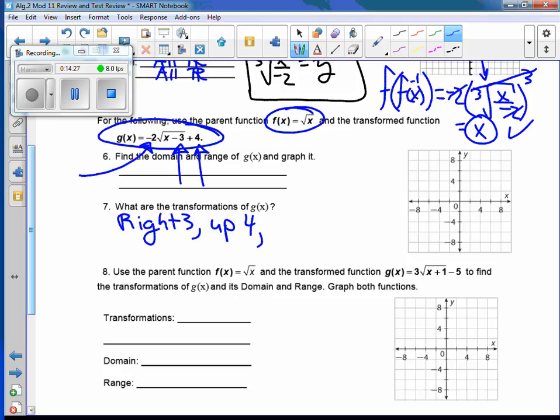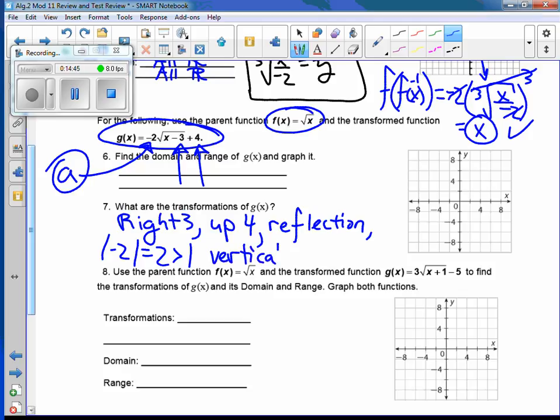All right, because it's negative, that's the value of a, first of all. Okay, because it's negative, that's a reflection. And then second of all, because the absolute value of negative 2 is 2, and that's bigger than 1, then that's going to be a vertical stretch.